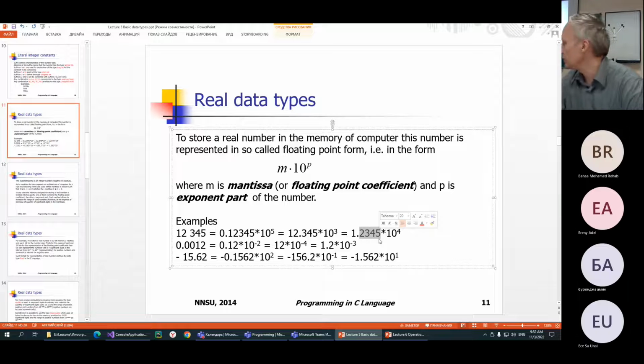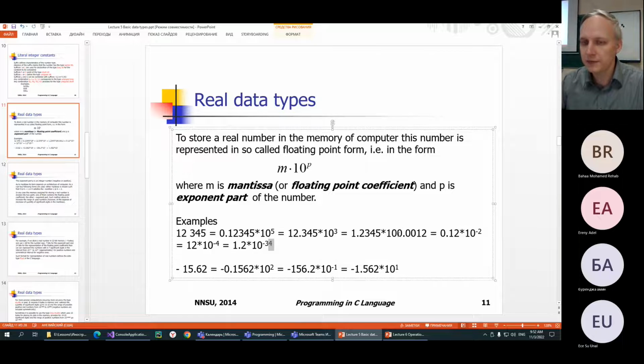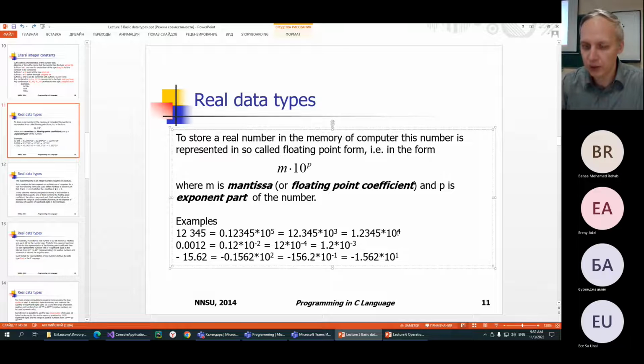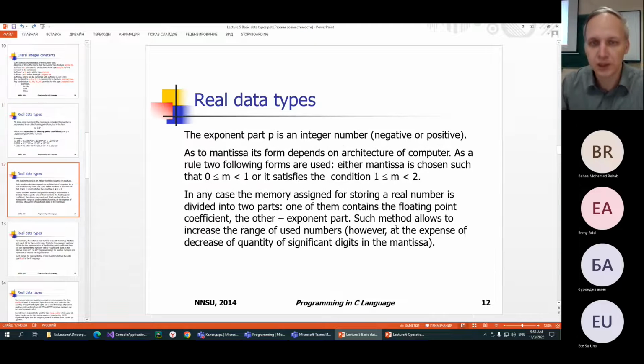If the number of digits is small, we can represent the number with a small precision. If the number of digits is large, we can represent the real number with high precision. And if this power is small, we can represent only relatively small numbers. If this power can be large, we can represent large numbers.